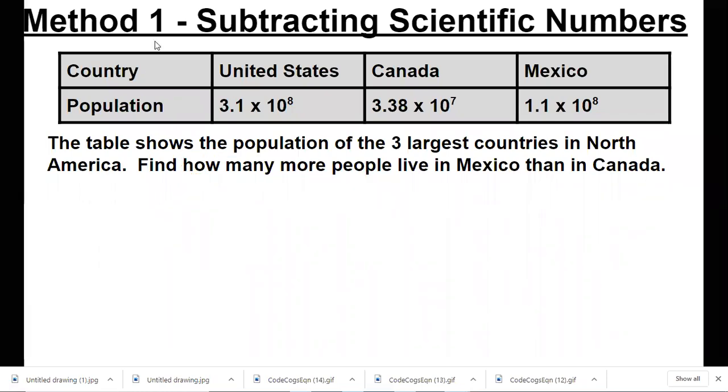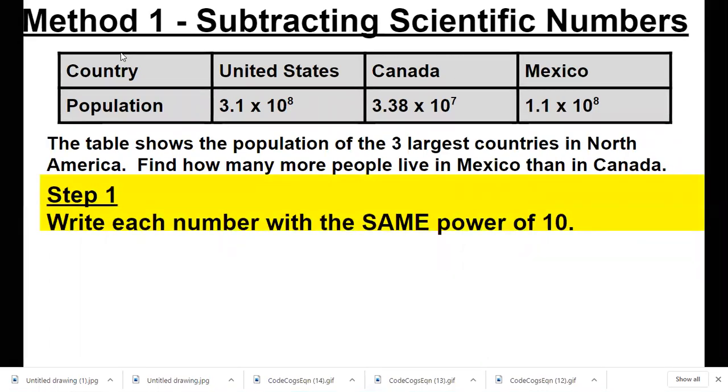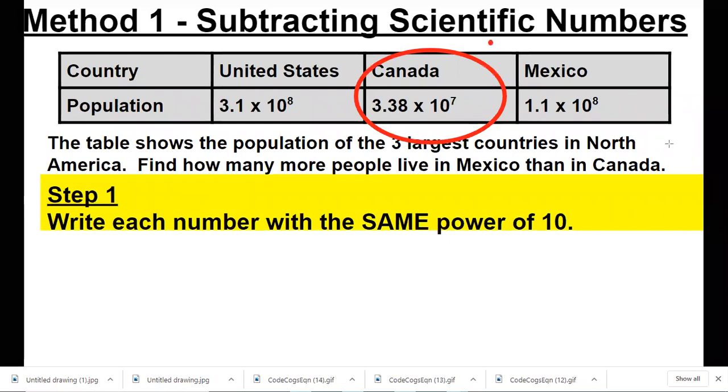We're going to be subtracting the Mexico and Canada numbers. So step 1, we have to make sure we write each number with the same power of 10. Since we only have to do Canada and Mexico this time, I could go either way, right? I could write Mexico as 10 to the 7th power, or I could write Canada as 10 to the 8th. I said it's much easier if you go up and increase your power than if you decrease your power, because you have to remember more things if you do both. So we're going to take Canada and move it up to 10 to the 8th power, because then we know we have to move our decimal to the left to do that. Okay, and we're not confusing ourselves.